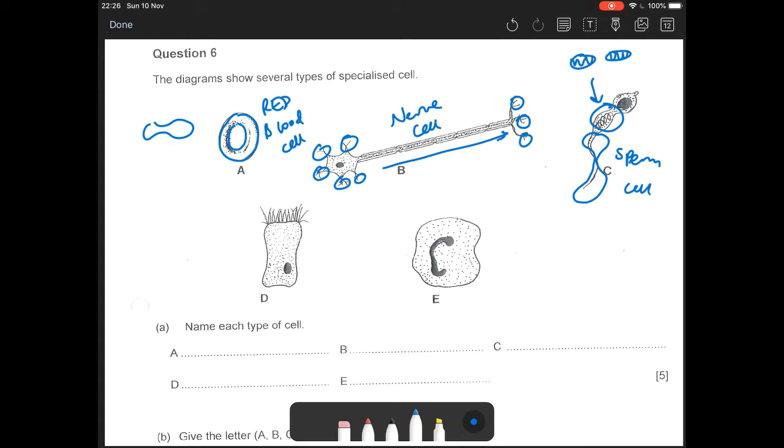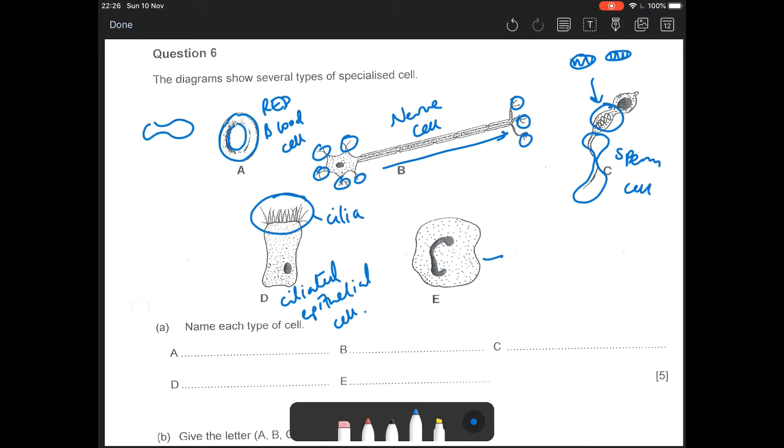Most people got A through ABC right. The next two people have struggled with. D, a lot of people sort of recognised these hairs and had some idea that they would do the trachea. Not enough to just call it a trachea cell, unfortunately. You need to call it by its name. So these hairs are called cilia, which makes this cell a ciliated epithelial cell.